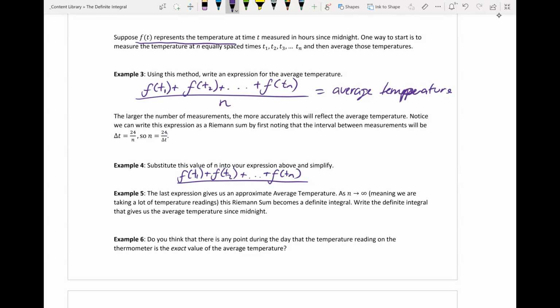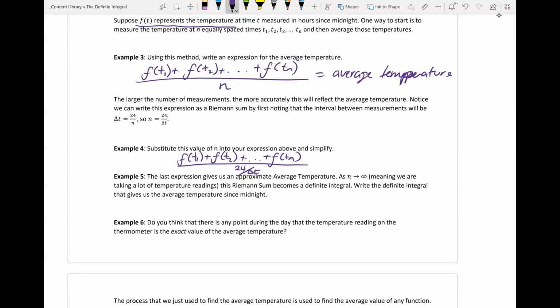Okay, instead of writing n, I'm going to write 24 over delta t. Then in example 5, the last expression gives us an approximate average temperature as n approaches infinity. So that's from example 4, meaning that we are taking a lot of temperature readings. So this Riemann sum becomes a definite integral. You're going to write this definite integral that gives us the average temperature since nighttime.